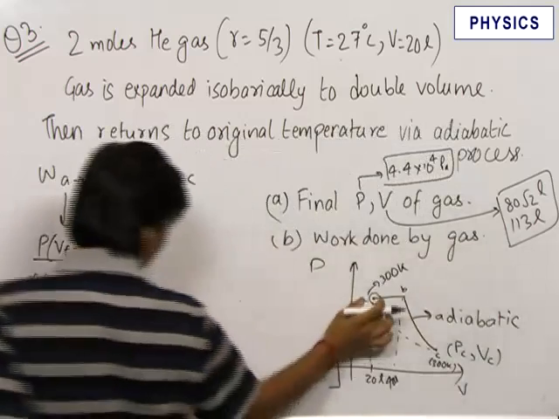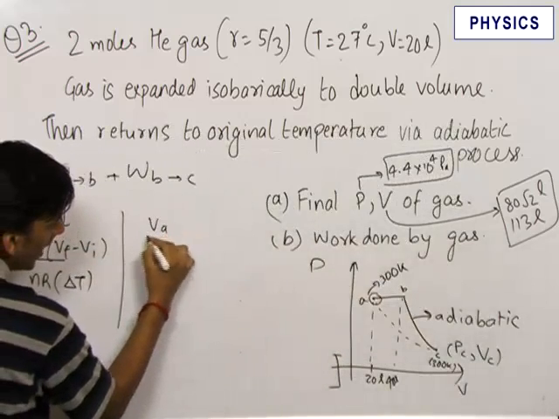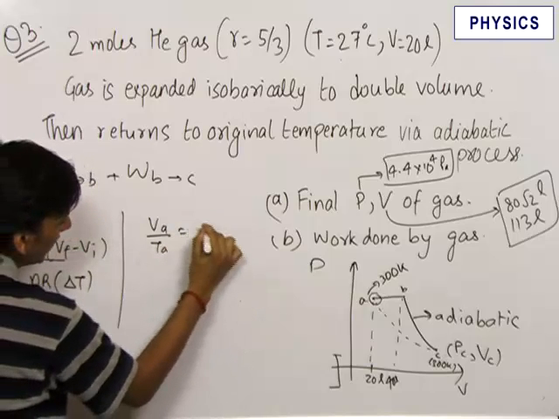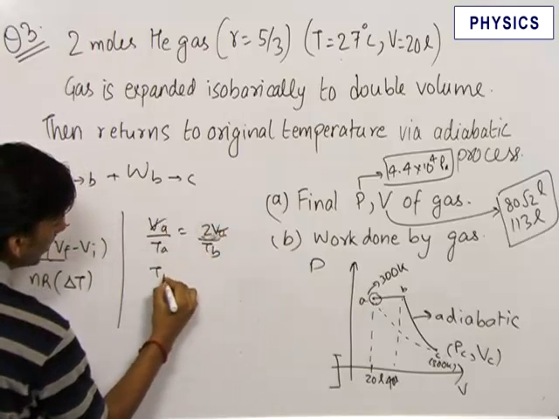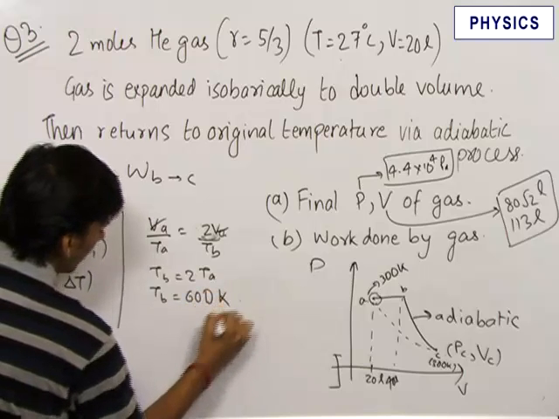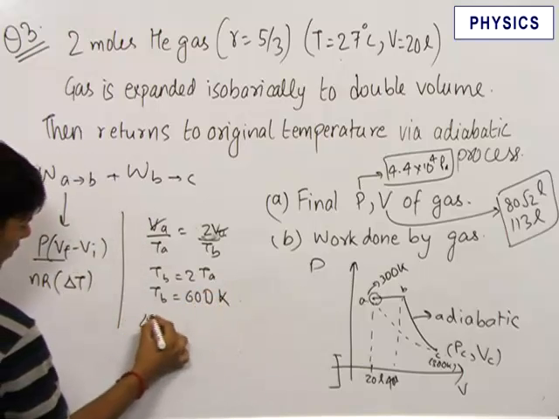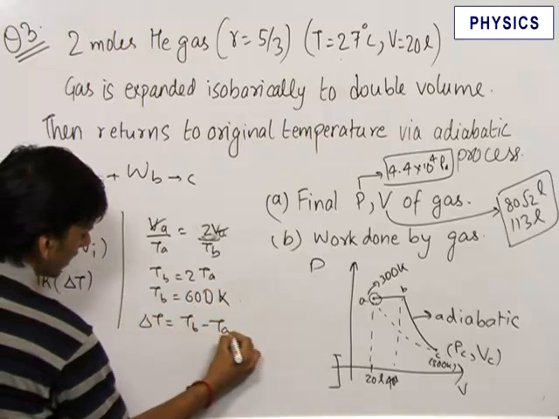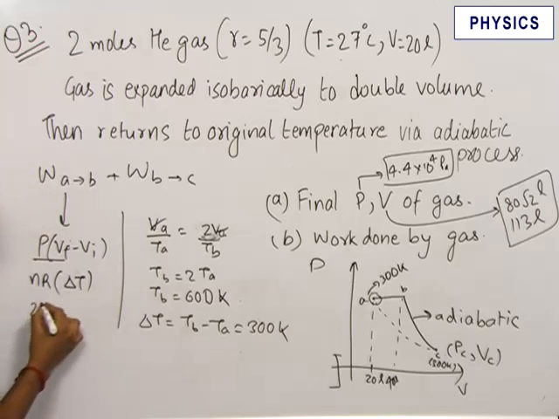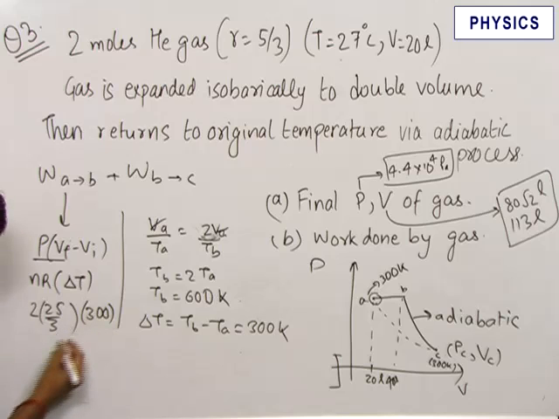Now we know that for this constant pressure process, VA upon TA is equal to VB upon TB. Now VB is equal to 2 times VA, therefore TB is equal to 2 times TA, that is TB is equal to 600 Kelvin. So delta T is equal to TB minus TA, that is equal to 300 Kelvin. So we substitute that here. Number of moles is 2, the value of R is 25 by 3, delta T comes out to be equal to 300 to give us the work done from A to B to be equal to 50 into 100, 5000 joules.